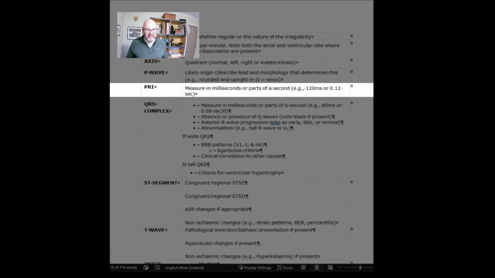The fifth element that we are examining with this template is the PR interval. The PR interval indicates the association of the atrial and ventricular polarization. It's useful in determining the cardiac rhythm, and for the purpose of this template, it needs to be measured in milliseconds or parts of a second. And this part of the template also requires you to note and comment on whether the P wave and the QRS complexes are actually associated or not. And typically, if there was a third degree heart block, you might say that there was no association between the P waves and the QRS.